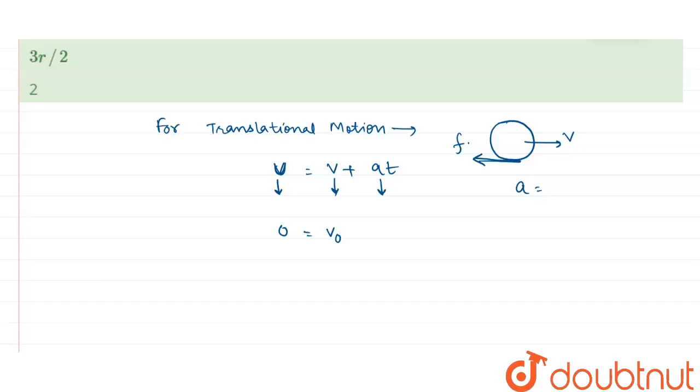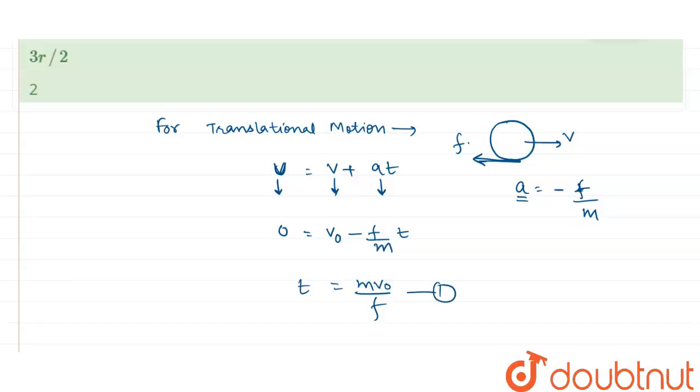So the value of a is minus the total force, that is the frictional force f, upon the total mass m. The value of acceleration is minus f upon m, because the force and the motion are in opposite directions. So the value of a is minus f upon m, and from here the value of t comes out to be m v naught upon f. This is my equation first.